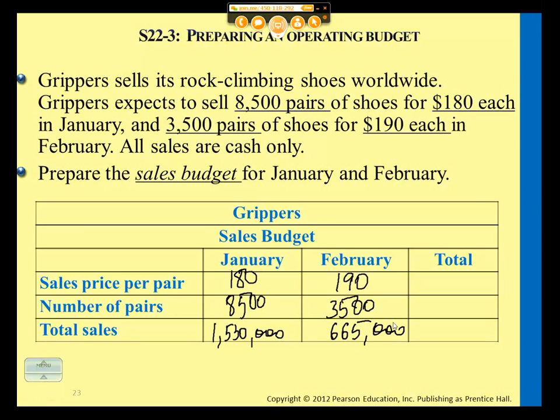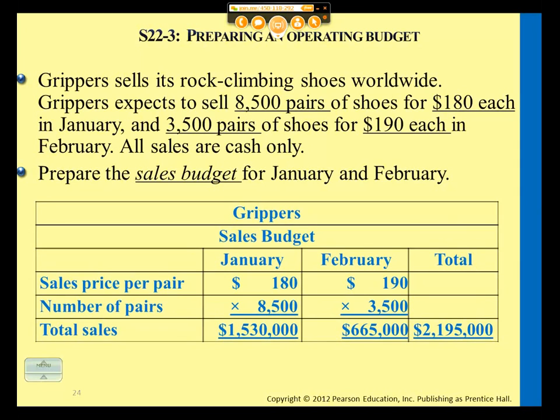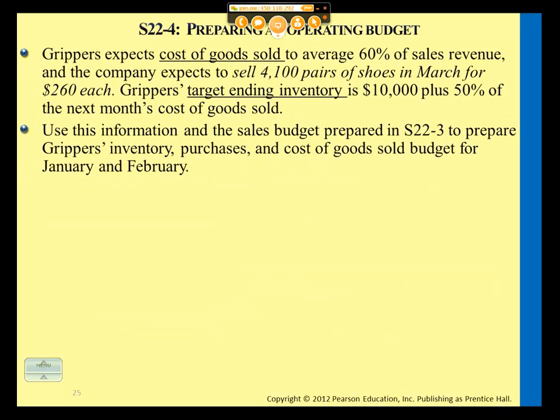So what do I do with these numbers now? And what is it going to tell me? What is the sales budget for? I should expect this much of what? Sales revenue, right? Are we going to have to be able to project our sales as well? You might. Okay. So let's do next.